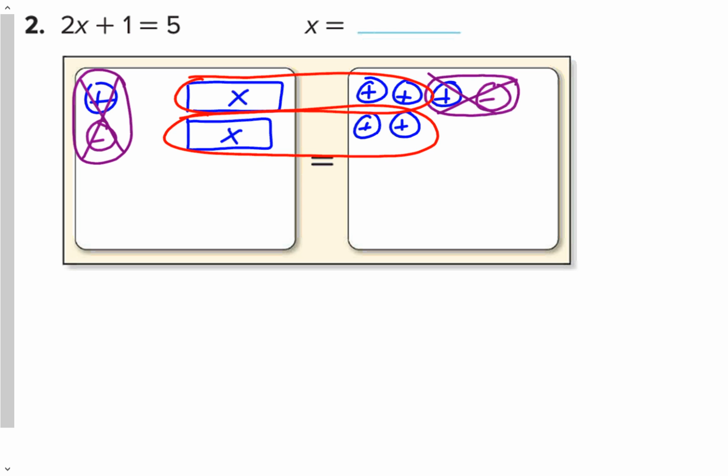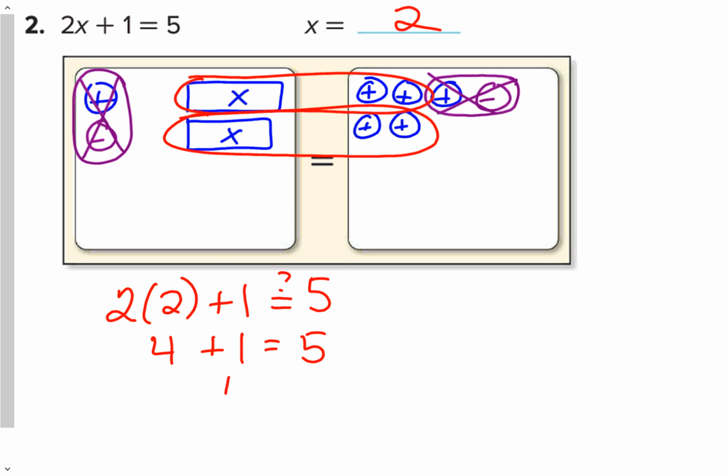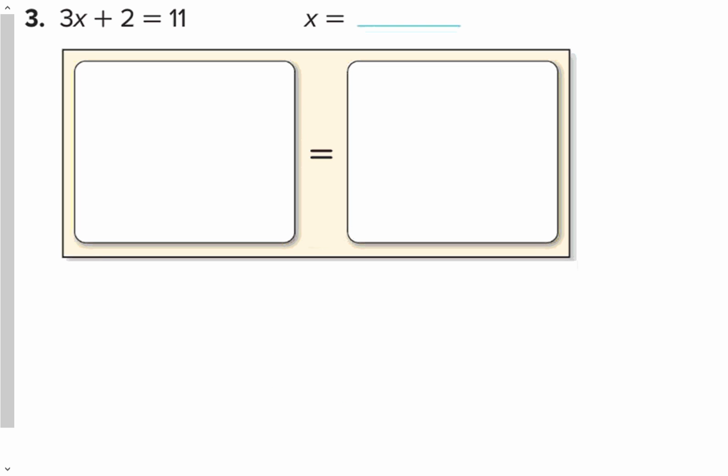So we got x equals 2. And again, just check your work. 2 times 2 plus 1, does that equal 5? 2 times 2 is 4. And 5 equals 5. So we're right. Okay? Very important step over here, guys. All right. Here's our next one.